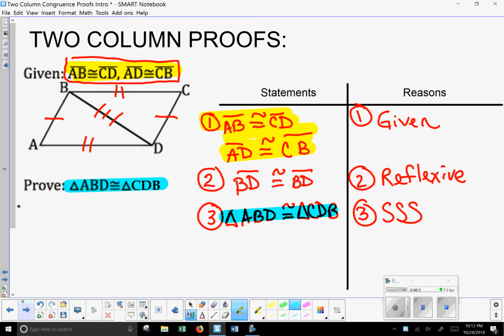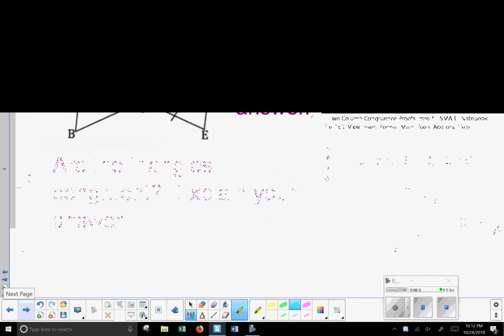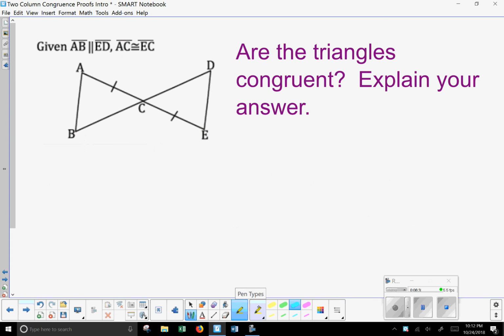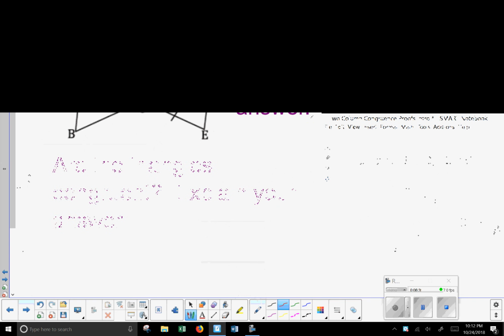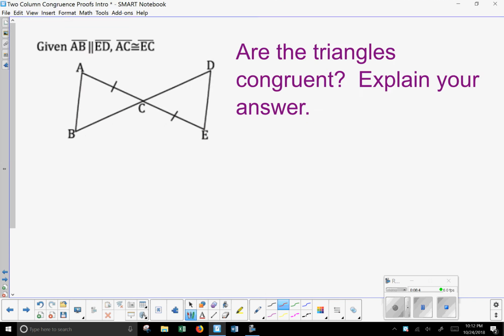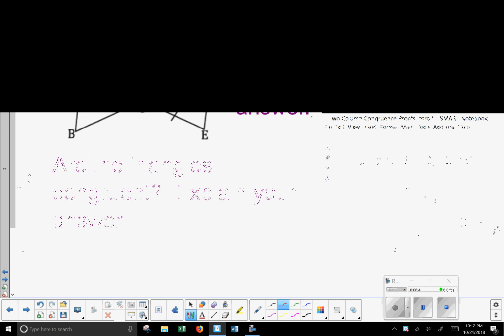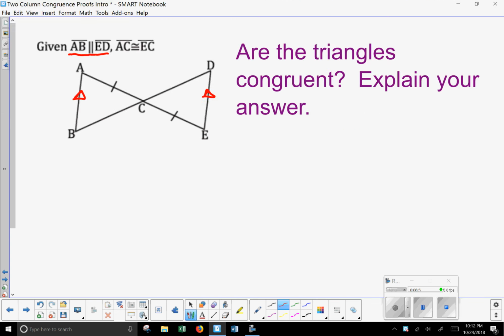All right, let's take a look at another example. If I take a look at this problem, if I were just thinking it through like we have up until now, I want to know, are these triangles congruent? Well, what do I know about the triangles? I know that segment AB is parallel to segment ED. That is given to me right here.